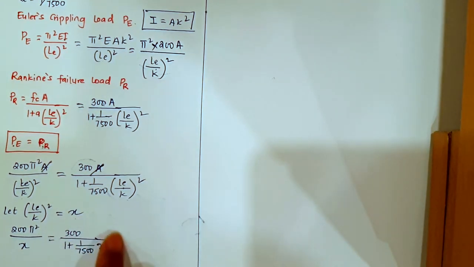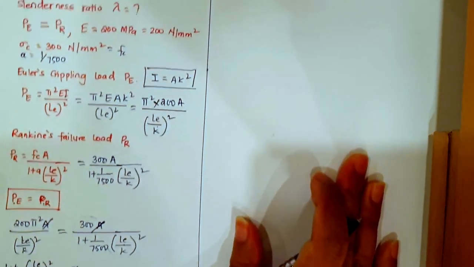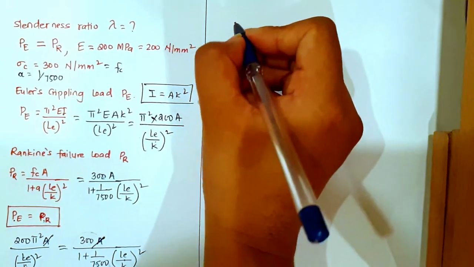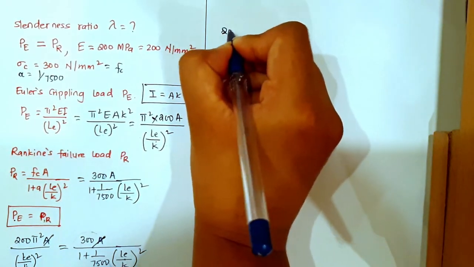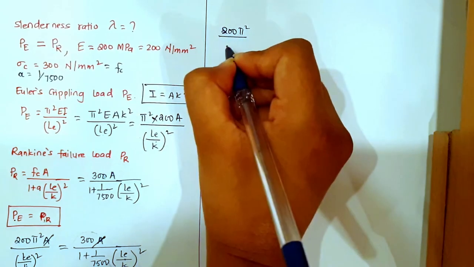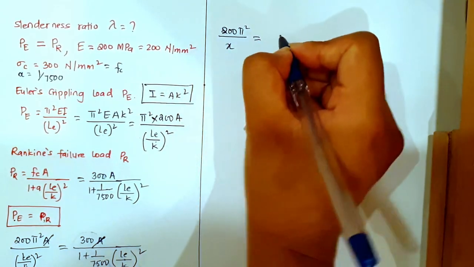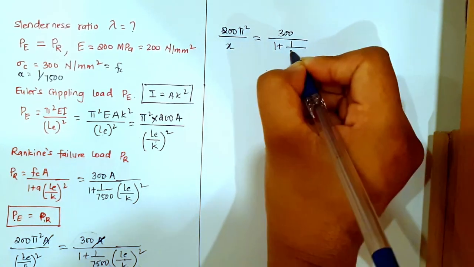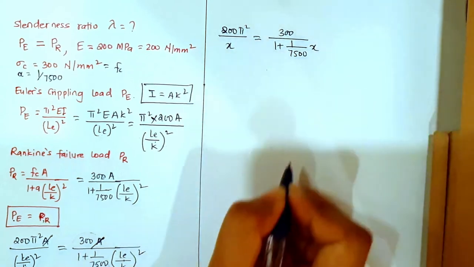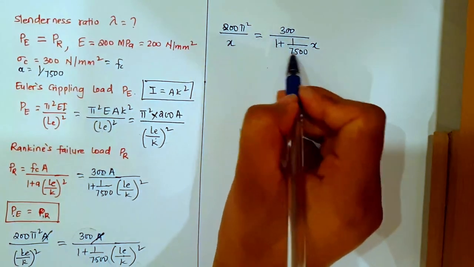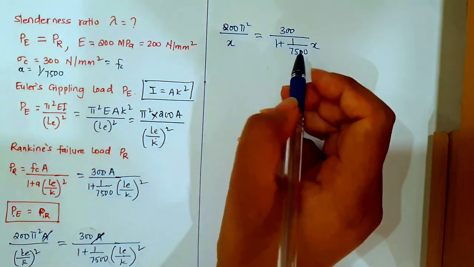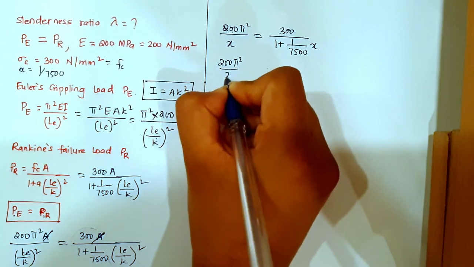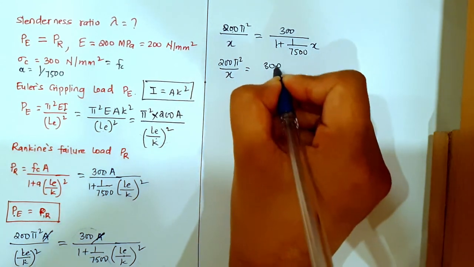Now let me solve this portion first. So when I solve this portion, we have 200 pi square by X equal to 300 divided by 1 plus 1/7500 X. Now first I'm going to solve for this portion here. So let's see how we can do it. Let this be as it is, which is 200 pi square by X equals to 300 divided by.